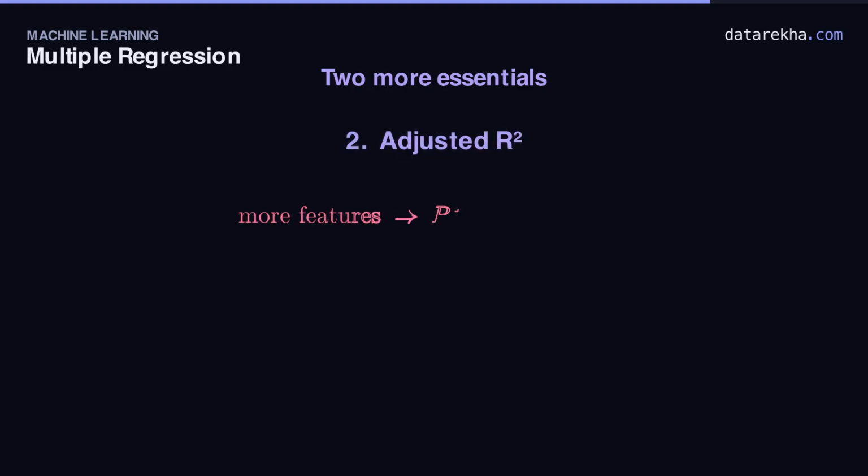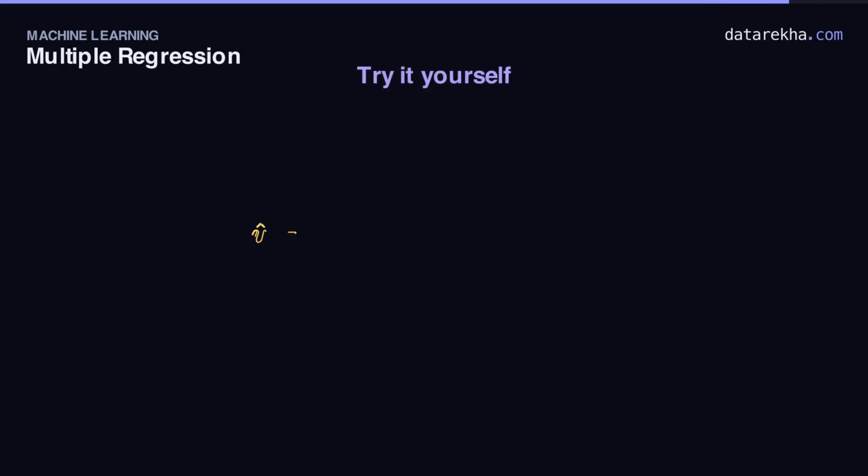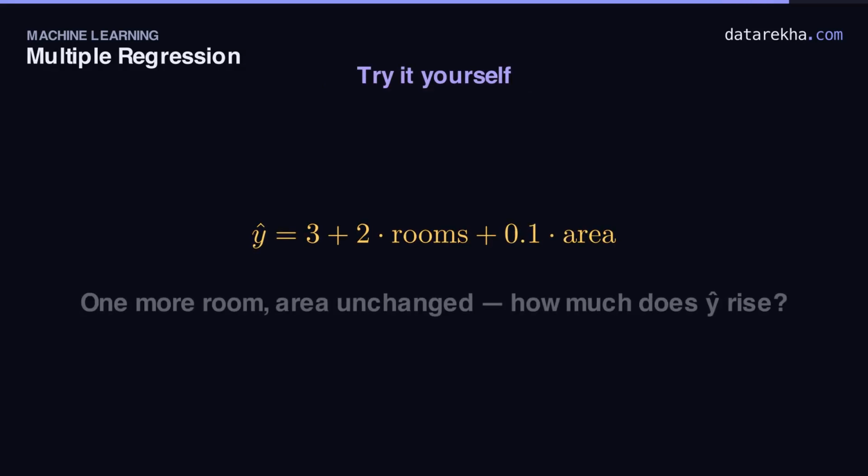Second, measuring fit. R squared has a sneaky flaw. Adding any feature, even pure noise, can only push it up, never down. So a bloated model always looks better, which is a trap. Adjusted R squared fixes it by charging a penalty for every feature you add. If a new feature doesn't earn its keep, the adjusted score actually falls. It rewards useful features and punishes useless ones. A far fairer yardstick.